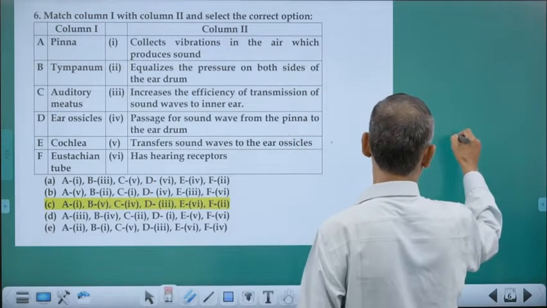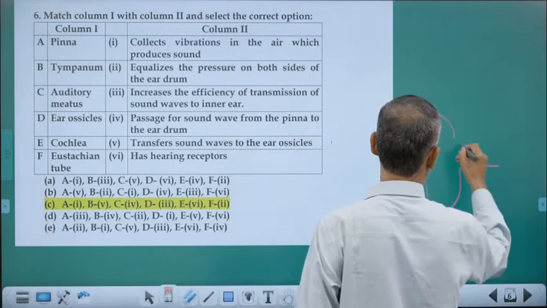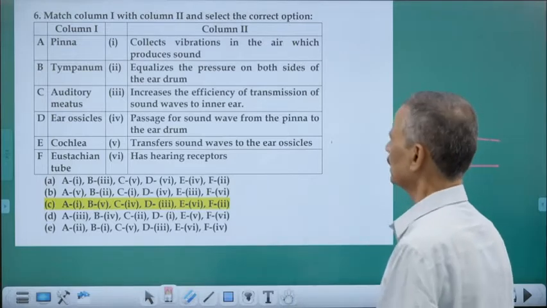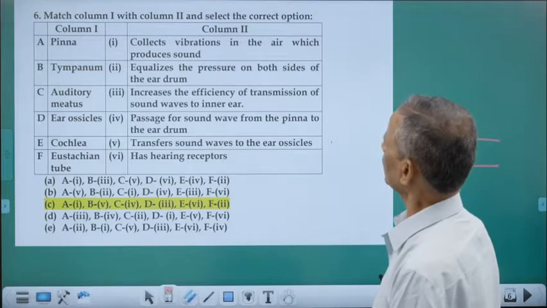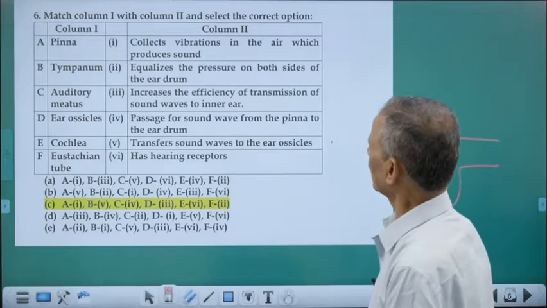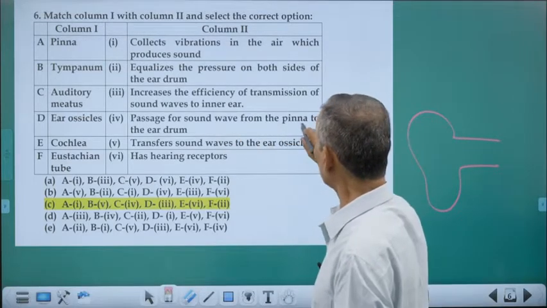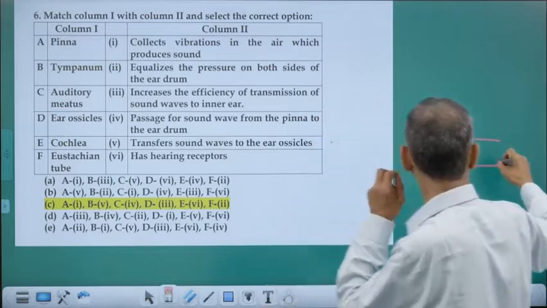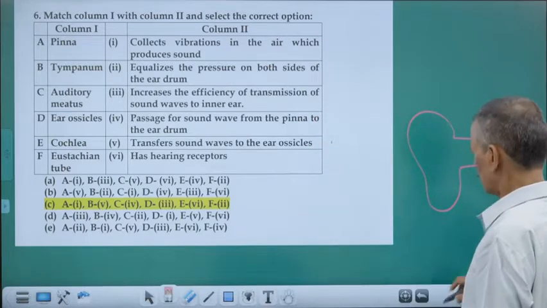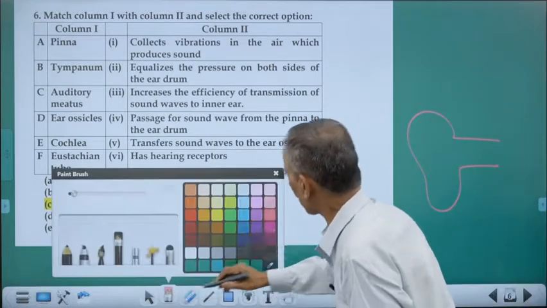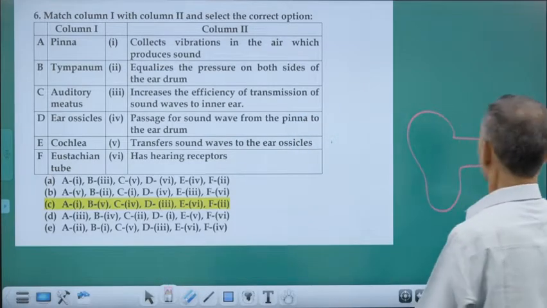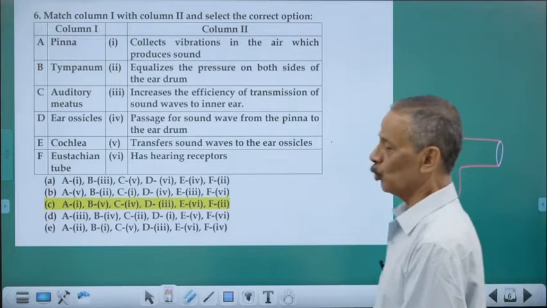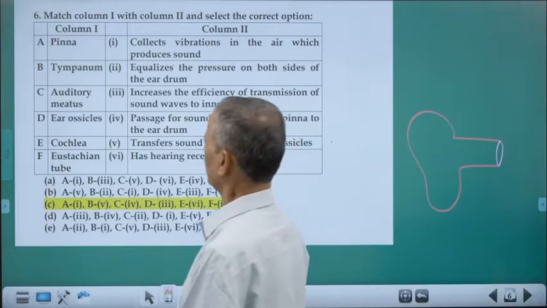Auditory meatus. Meatus means the canal. We have an auditory meatus. What is that? Auditory meatus is the passage of sound wave from pinna to the eardrum. From the pinna, the sound vibrations are brought to the eardrum through this canal, the auditory meatus.